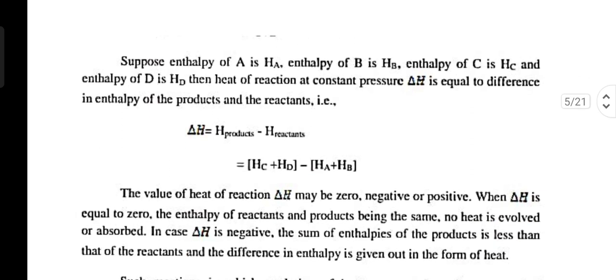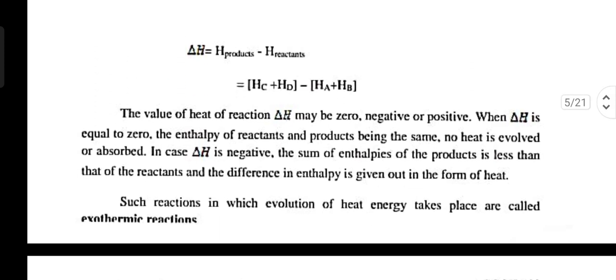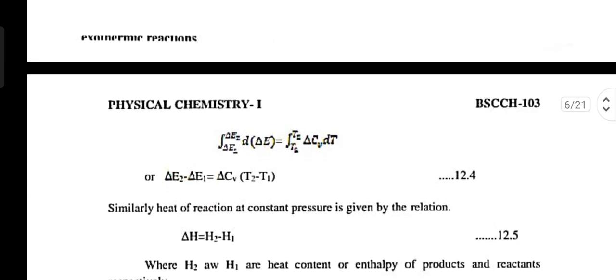The value of heat of a reaction del H may be 0, negative, or positive. When del H is equal to 0, the enthalpy of reactant and product become the same. No heat is evolved or absorbed. In case del H is negative, the sum of enthalpy of the product is less than that of the reactant and the difference in enthalpy is given out in the form of heat. Such reaction in which evolution of heat energy takes place are called exothermic reaction.